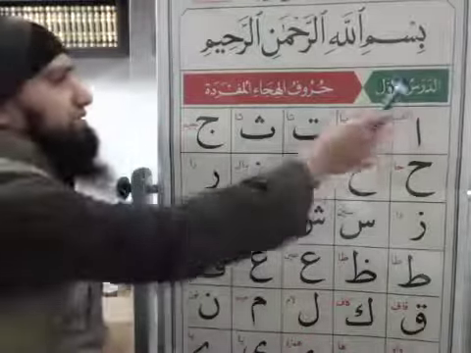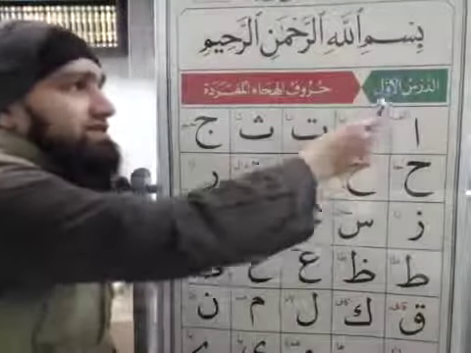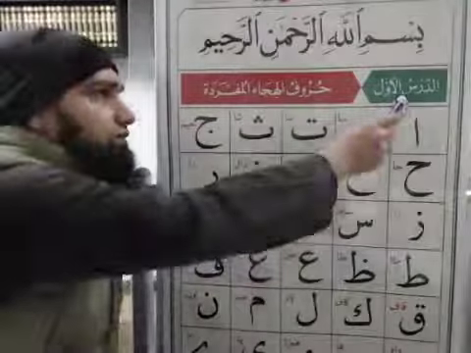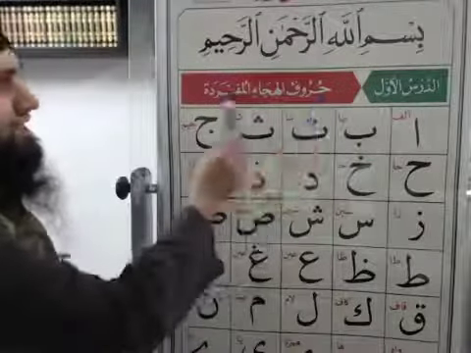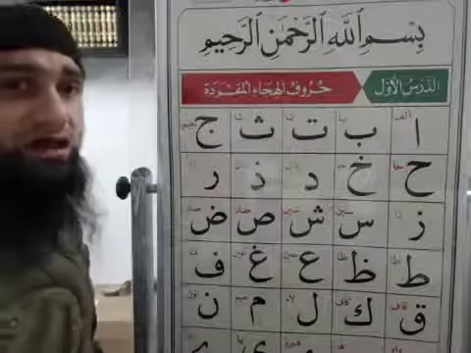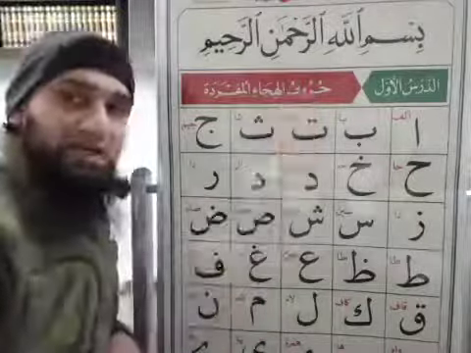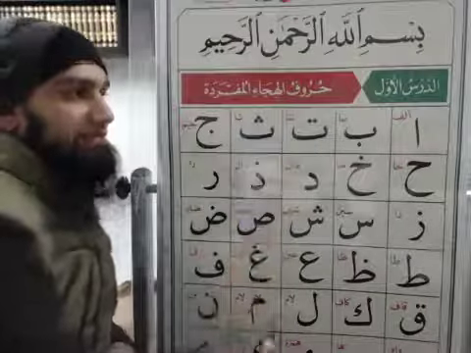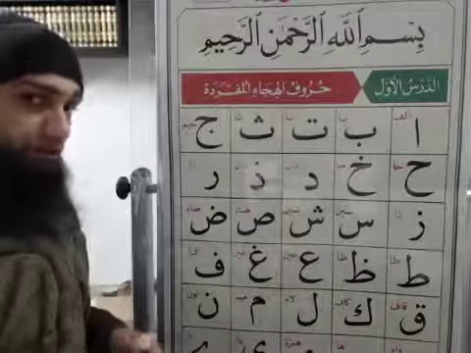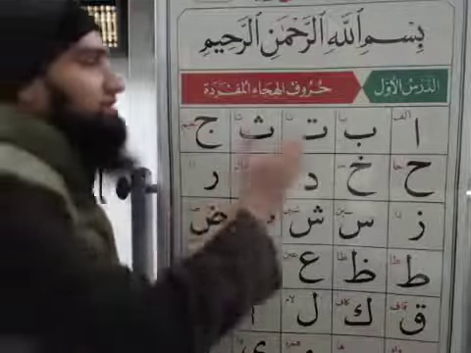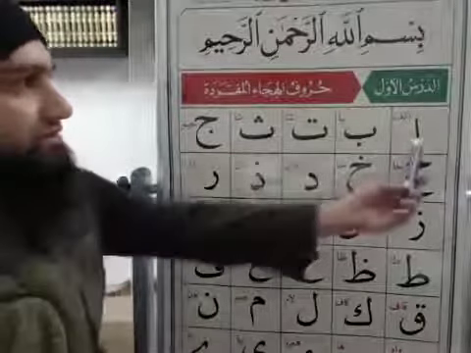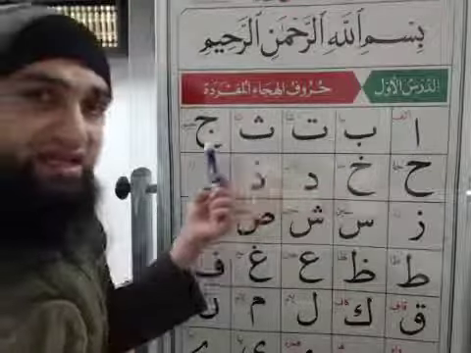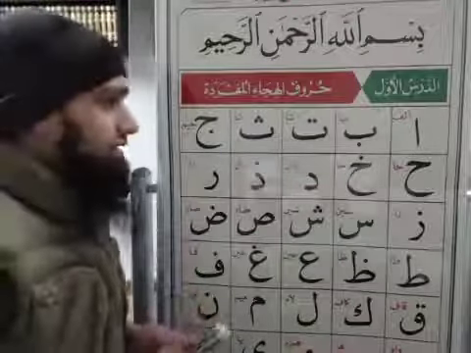Don't worry about what is in green and red. In green, it is the number of the lesson. Ad-dars al-awwal means the first lesson. Huruf al-hija al-mufrada. In red is the content of the lesson, so it's telling you what is inside the lesson. These are individual Arabic letters. The main important thing is to know how to read, right? So let's begin, inshallah. Here you see each box has one individual letter.